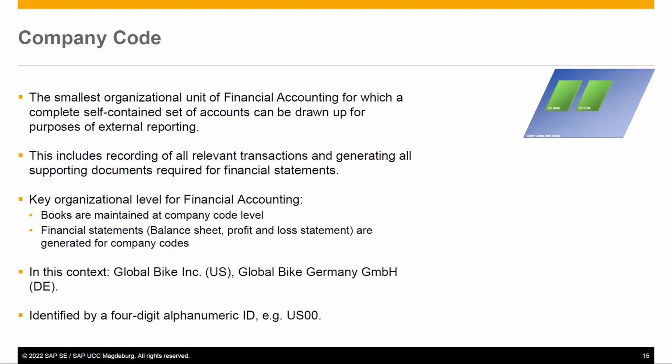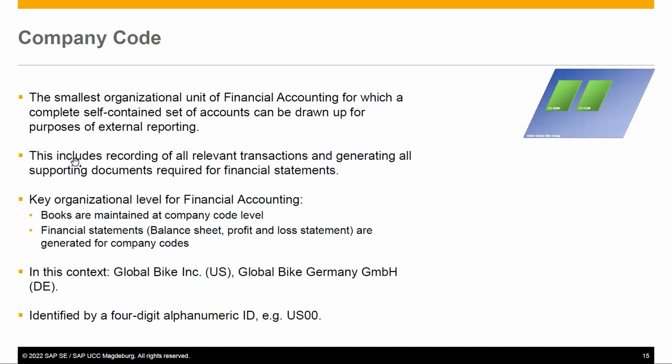Now, the company code is the smallest organizational unit of financial accounting. If we do not create the company code, we cannot do any financial accounting. All the transactions and the books are maintained at company code level. With the company code level, we can create the financial statements and profit and loss statements. So all the accounting reports happen at the company code level.